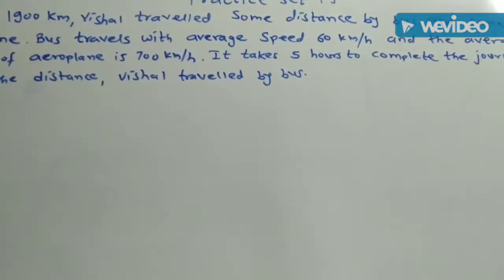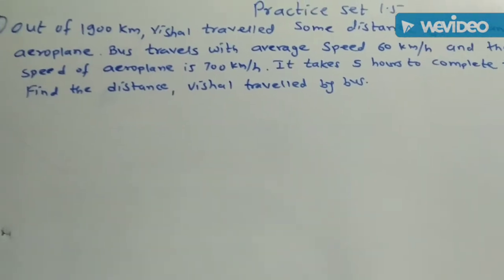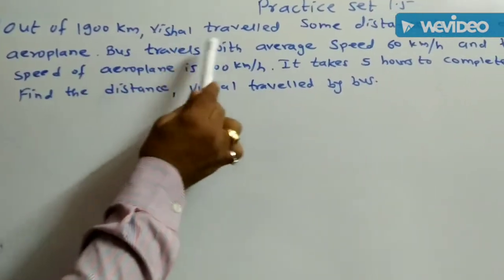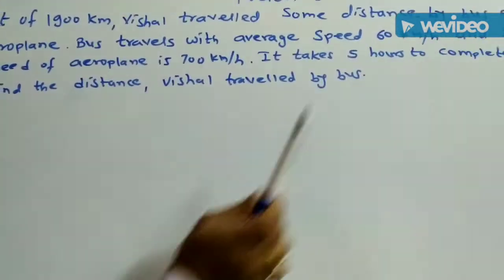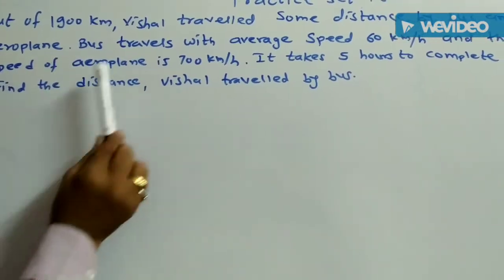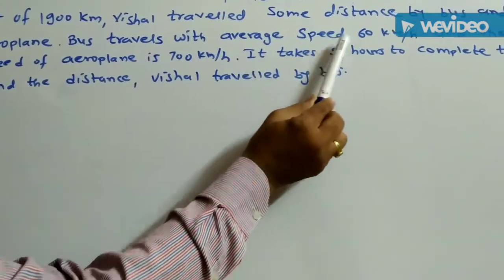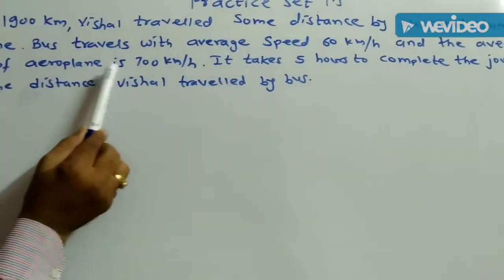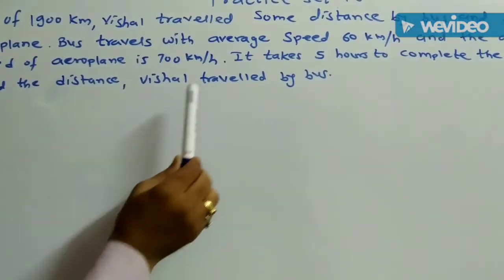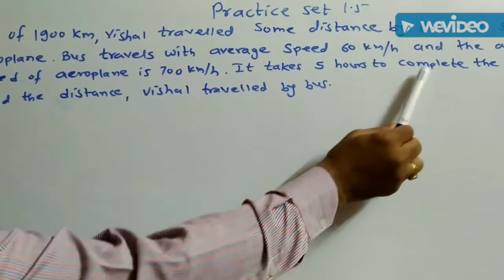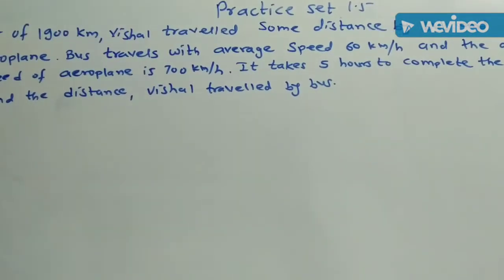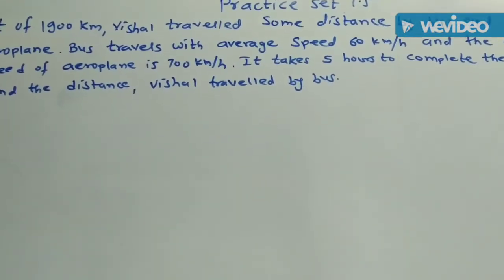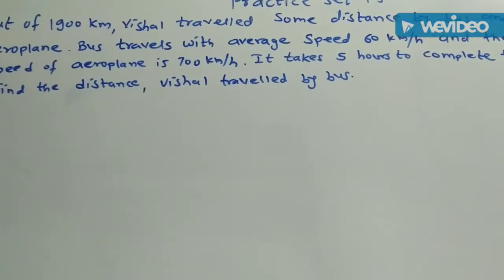Next example is: out of 1900 kilometers, we shall travel some distance by bus and some by aeroplane. The bus travels with an average speed of 60 kilometers per hour and the average speed of the aeroplane is 700 kilometers per hour. It takes 5 hours to complete the journey. Find the distance we shall travel by bus.